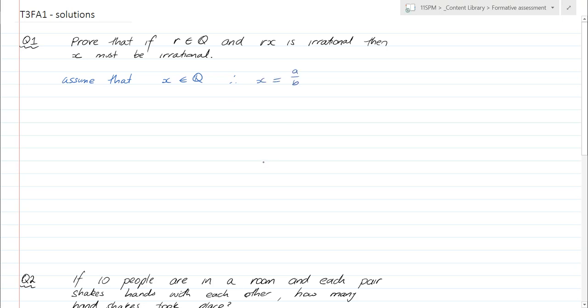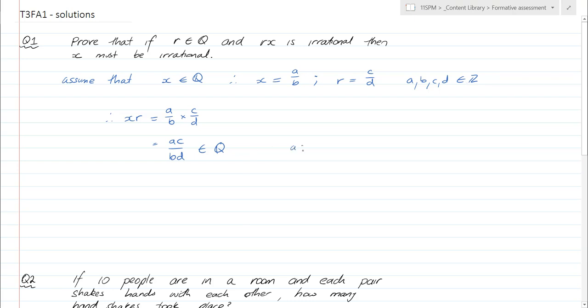Might be a whole number where B is 1, but it could be a fraction as well. And we also know that R is rational, so it's also equal to some fraction. And then therefore, XR will be equal to A over B times C over D, which is equal to AC over BD, which is also a rational value because I'm making the assumption here that A, B, C and D are all integers. That's the only way to get the rational numbers, is that the fraction is formed by integers.